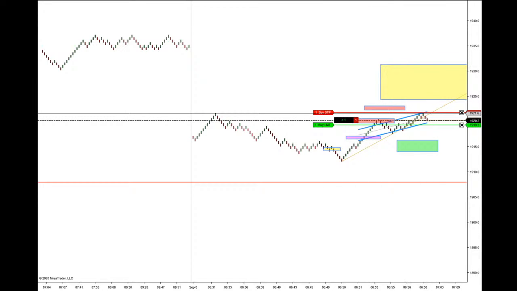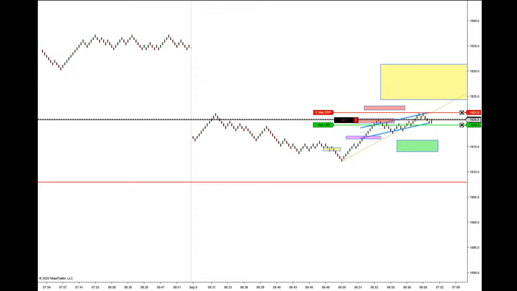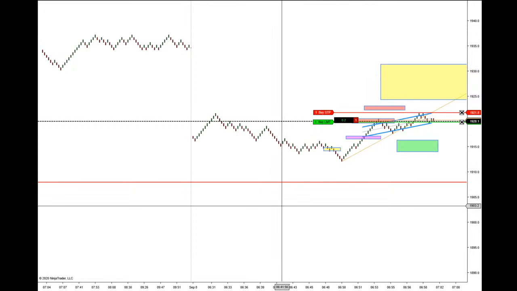I got my finger on the stop, ready to drop it. Come on. Not looking good here. Okay, I'm going to let go of the stop and raise my... Come on, get me out. I'm out.